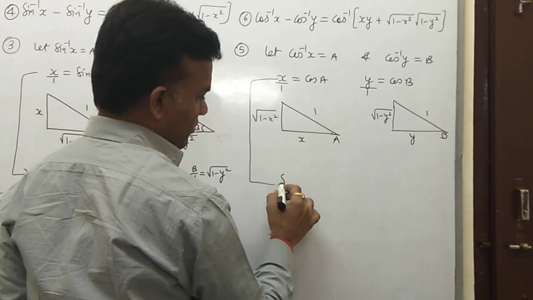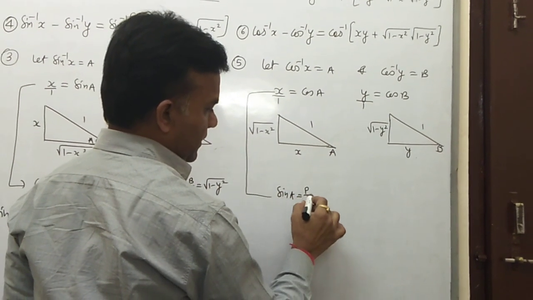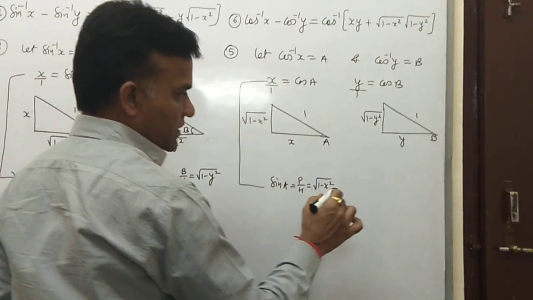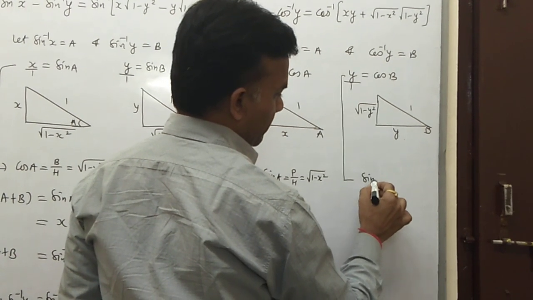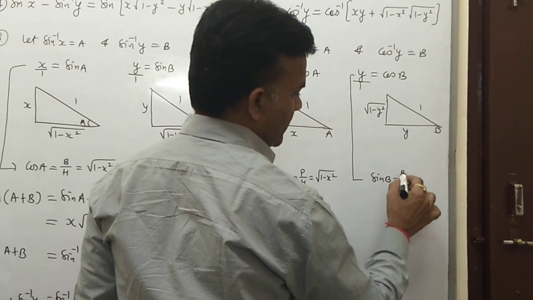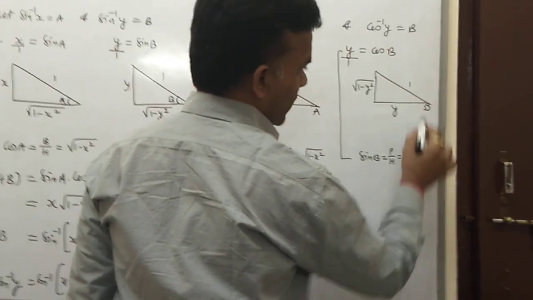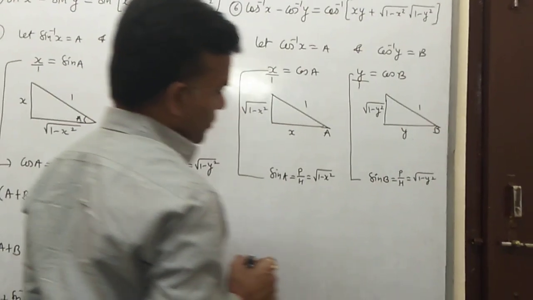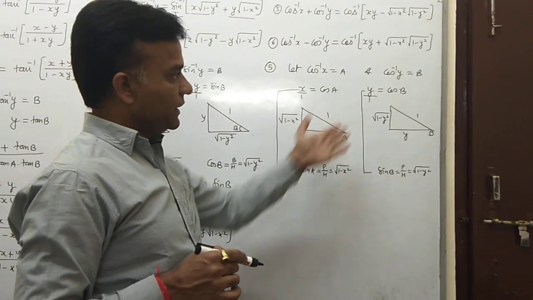So what is the value of sin a? We know that sin a is p by h, so you have under root of 1 minus x square. Similarly, the formula for sin b is again p by h, which is under root of 1 minus y square, because the denominator is 1 if not given. So with the help of cos a, you find sin a, and the same for sin b.